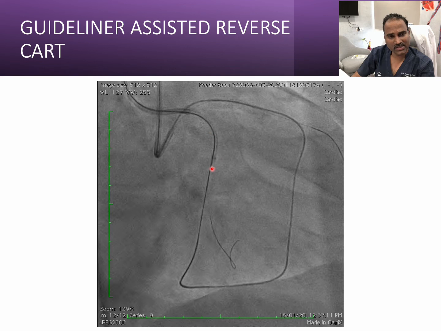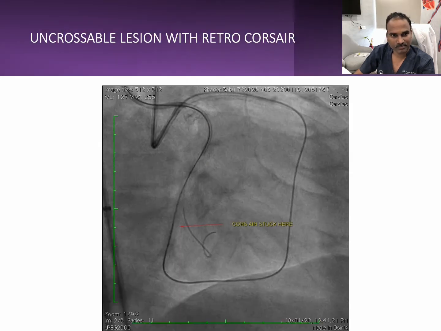GuideLiner, a guide extension catheter, over the antegrade wire, to facilitate reverse CART as well as externalization of the retrograde wire, and it also gives immense support to your antegrade guide. So you can see this Gaia 2 is into the antegrade guide now. After trapping the retrograde wire in the antegrade guide extension catheter, we tried advancing Corsair, but Corsair was stuck here.